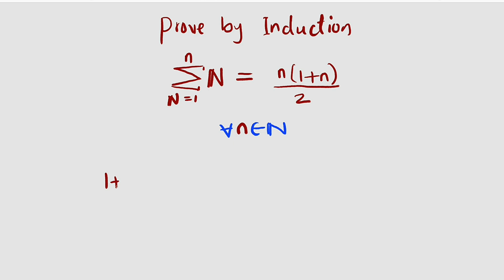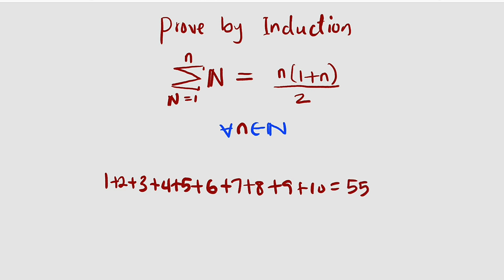Suppose we want to say 1 plus 2 plus 3 plus 4 plus 5 plus 6 plus 7 plus 8 plus 9 plus 10. You know, this will give us 55. But what if we have thousands of terms?